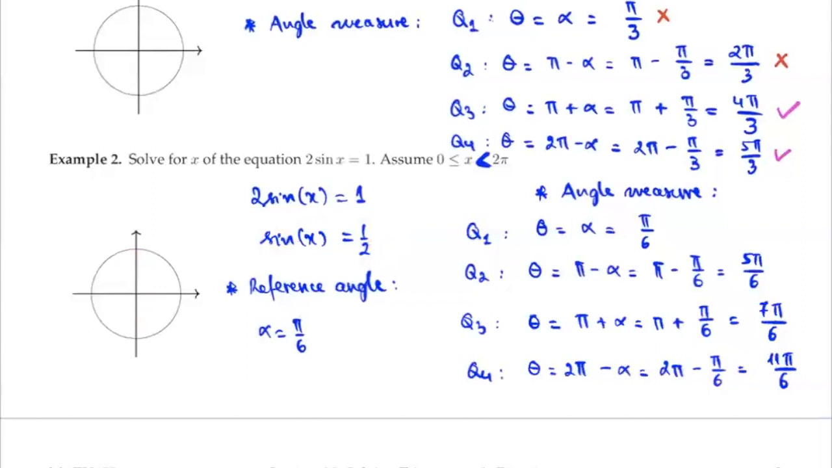So therefore, the answer should be in the first quadrant and the second quadrant, that is theta equal to pi over 6 and theta equal to 5 pi over 6. And you can exclude these two values, theta equal to 7 pi over 6 in quadrant 3 and theta equal to 11 pi over 6 in quadrant 4.